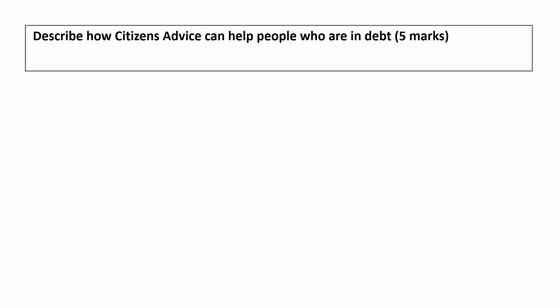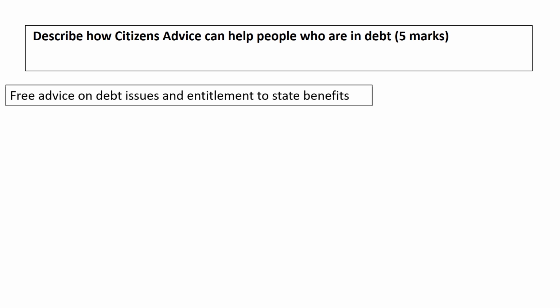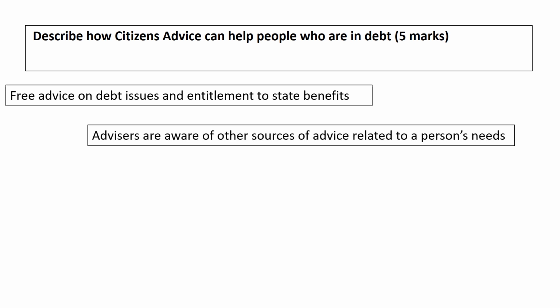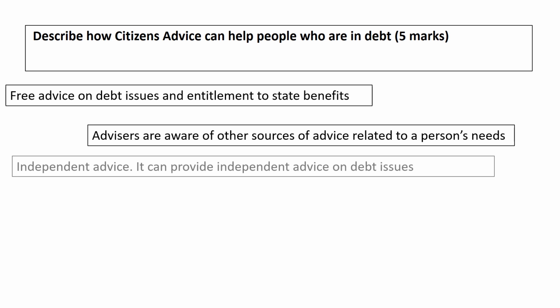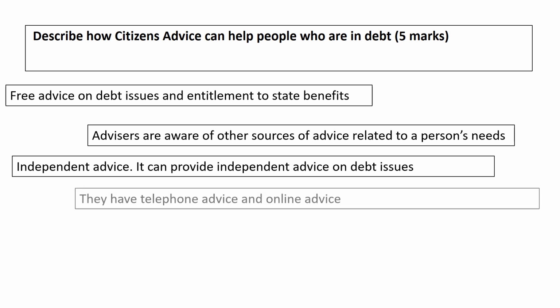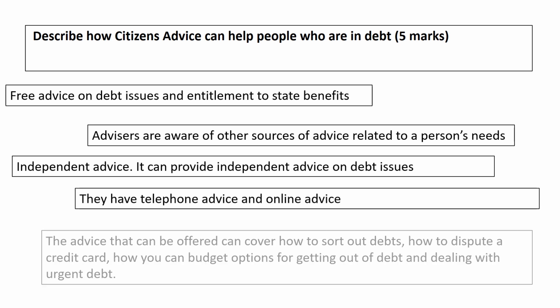Describe how Citizens Advice can help people who are in debt. 5 marks. You can pause the video now if you'd like to attempt this question. Free advice on debt issues and entitlement to state benefits is offered. Advisors are aware of other sources of advice related to a person's needs. Independent advice is offered, and it can provide this independent advice on debt issues. They have telephone advice and online advice.